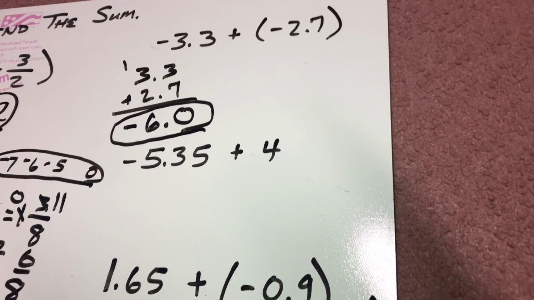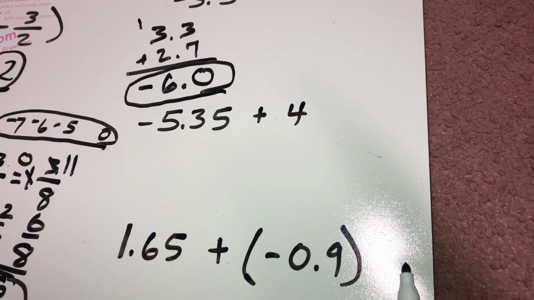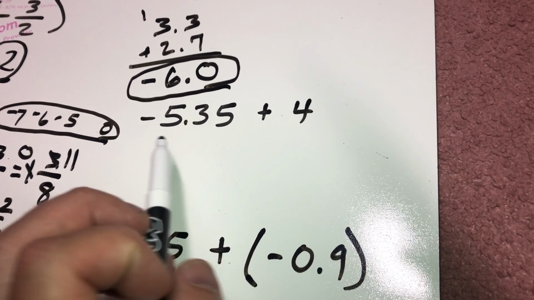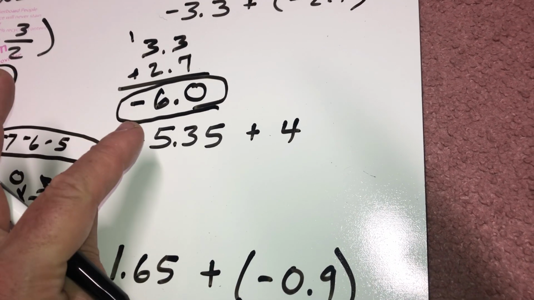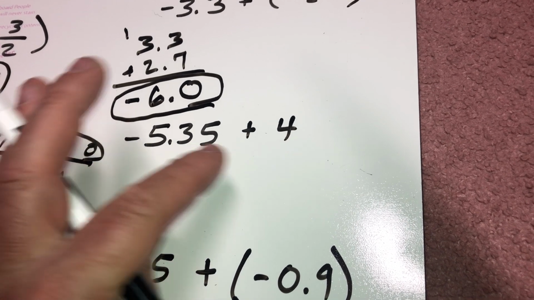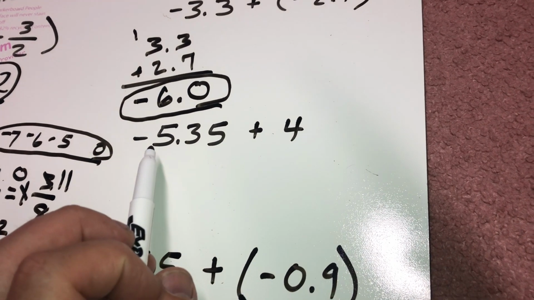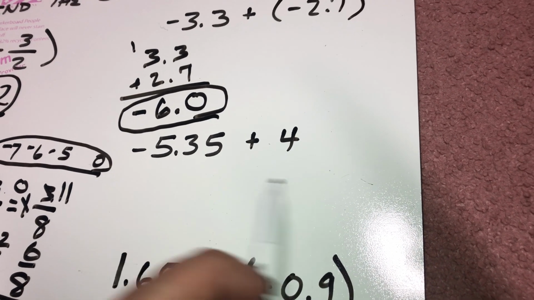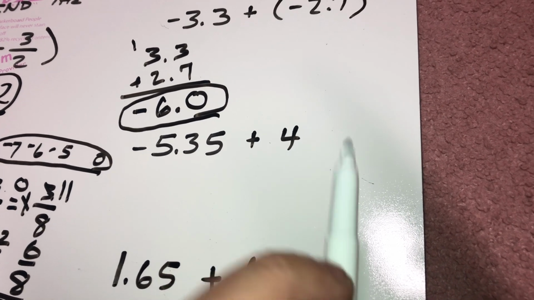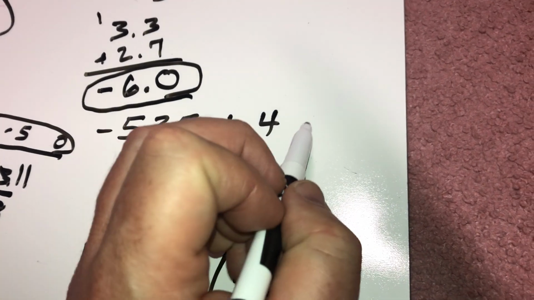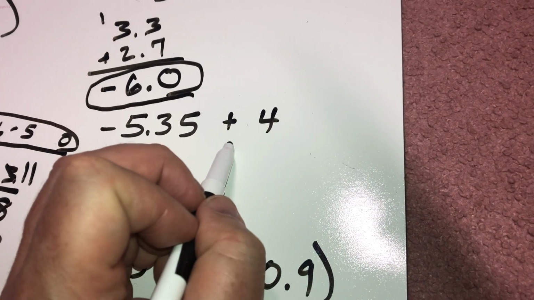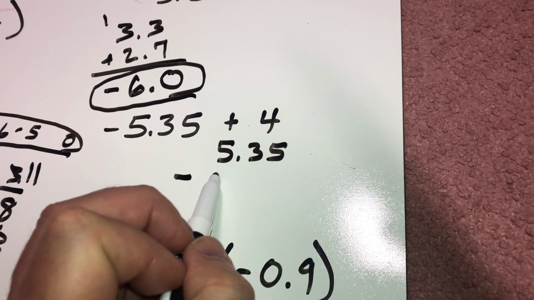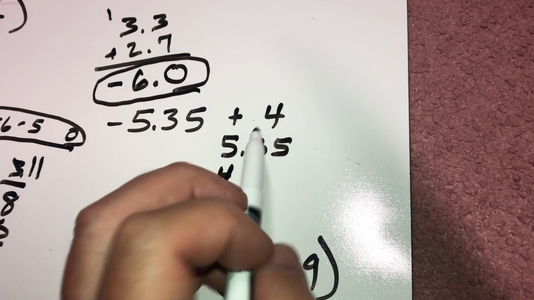Negative 6.0. Negative 5.35 plus 4. So once again, it's the same idea. I know that without the negative, 5 and 35 hundredths is bigger than 4, but it's a negative. I'm moving right on the number line, so I'm getting closer to 0. So my actual digits are getting smaller, which means that really what I'm doing here is 5 and 35 hundredths minus 4. Remember that 4 is in the ones place.